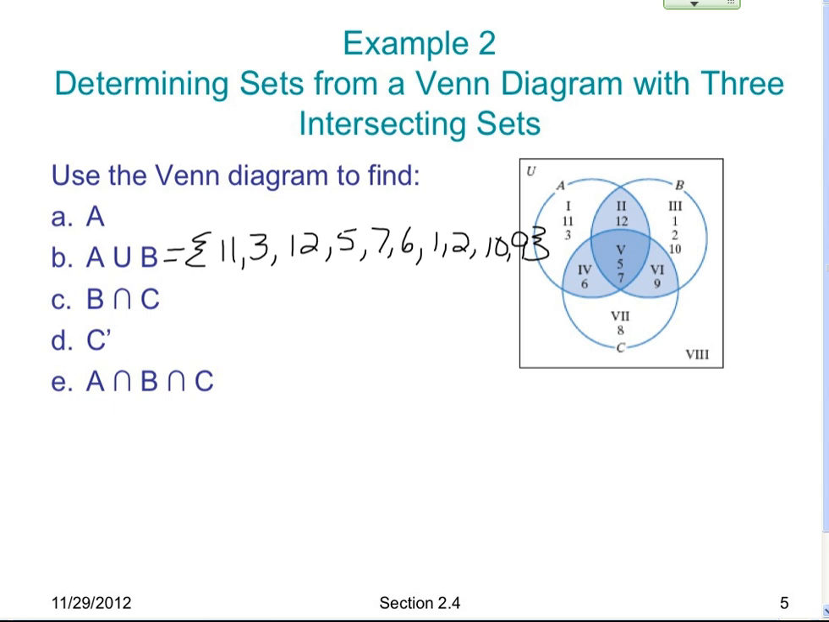B intersect C. That's where B and C overlap. What's in both B and C at the same time? So that would be this part right here, the overlap of B and C. So we have 5, 7, and 9.